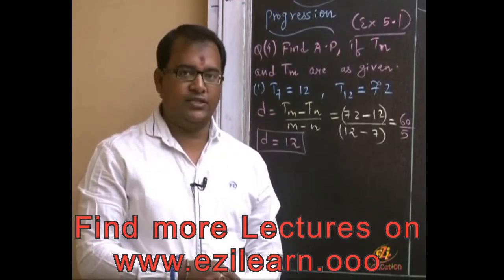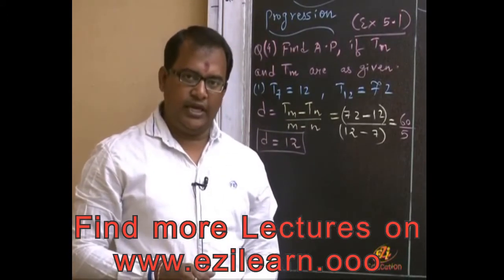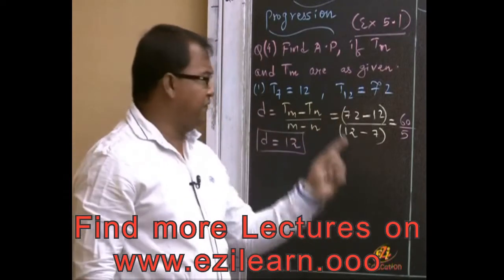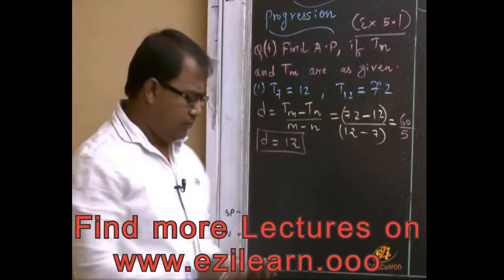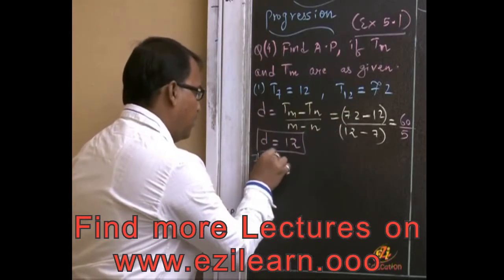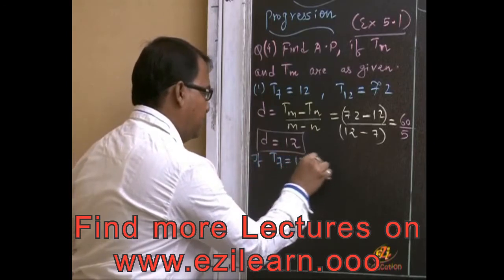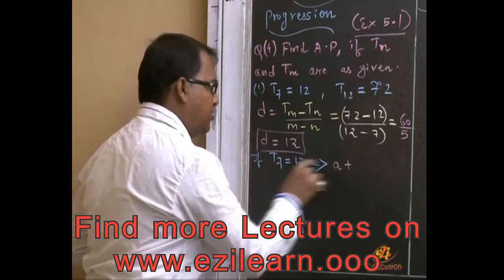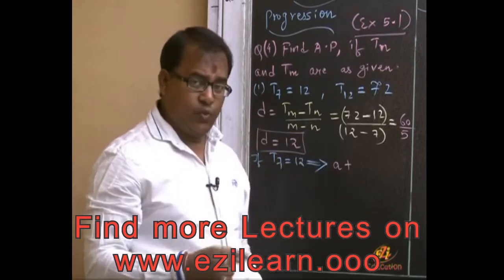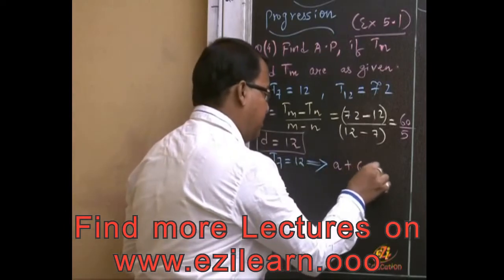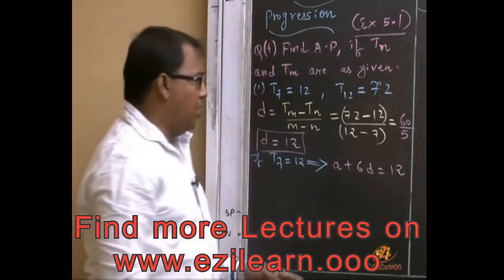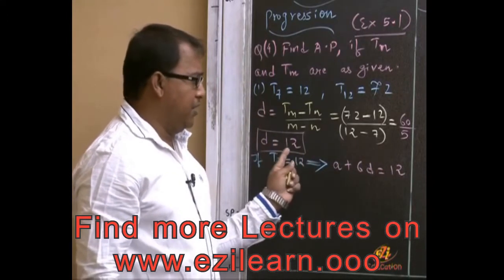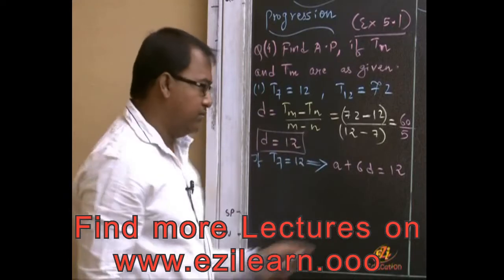No friends, we need A as well. D is the common difference, A is the first term. For that, you have to use the 7th term, or you can use the 12th term as well. Tell me the formula of the 7th term. T7 is 12. If T7 is 12, this implies A plus 6D, because T7 means A plus 7 minus 1 into D, that is A plus 6D, is 12, out of which D is 12. You see very well, the difference is 12.